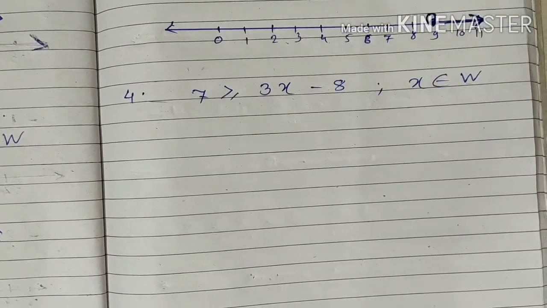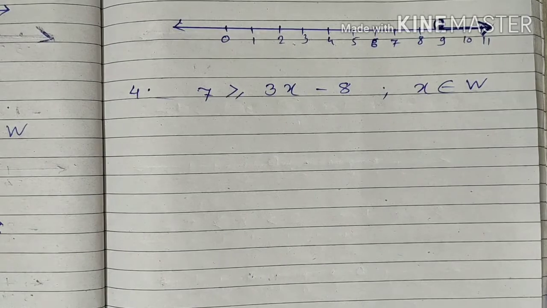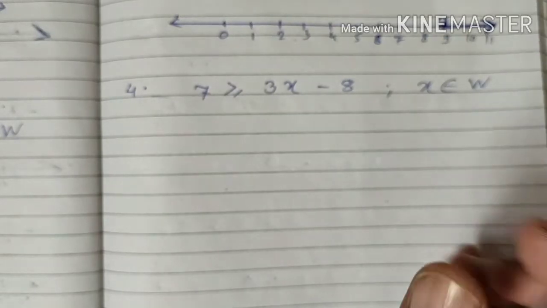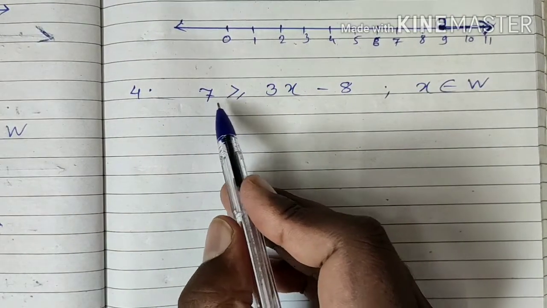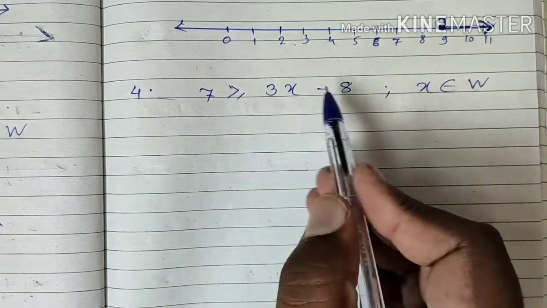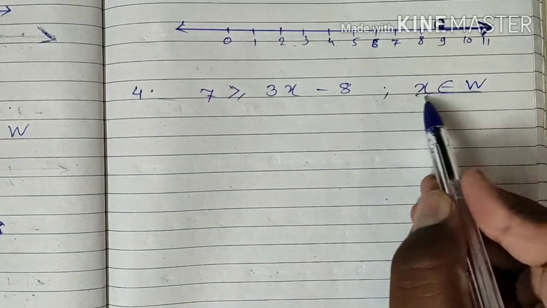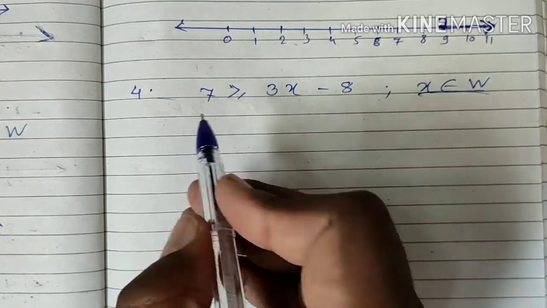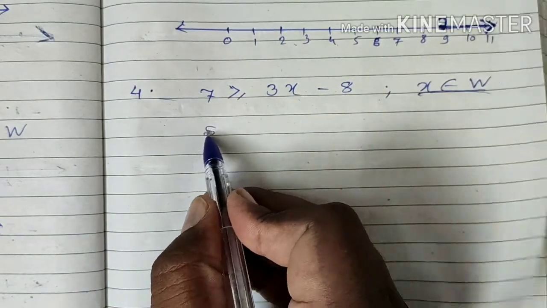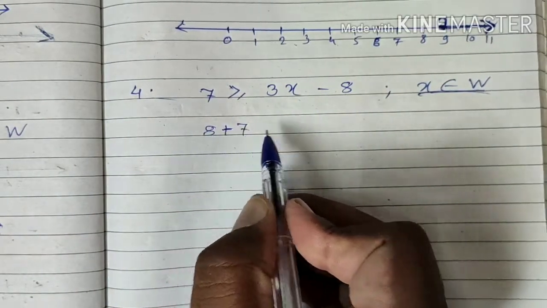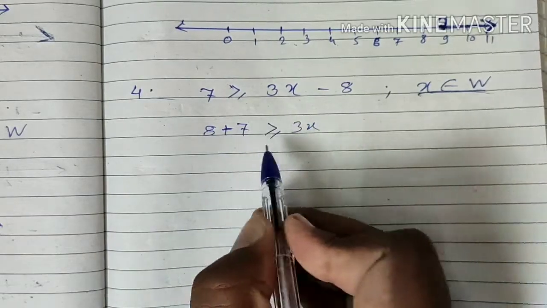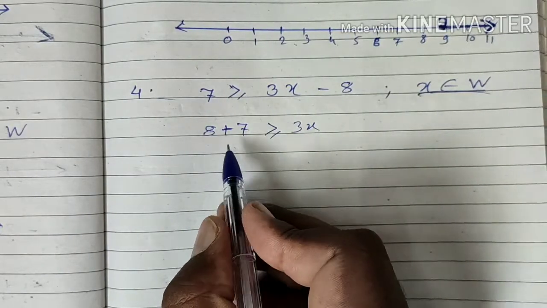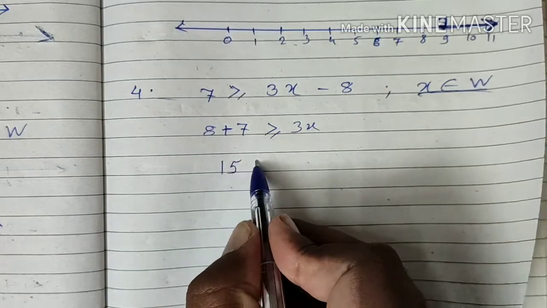Next, question number 4. In this 4th question, again we want to find the value of x. So this is the inequation 7 is greater than or equal to 3x minus 8, and this time x belongs to the whole numbers. So minus 8, shifting this side, will become plus 8. 7 is already there, 3x. 7 plus 8 will become 15.